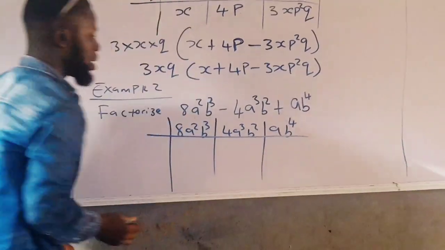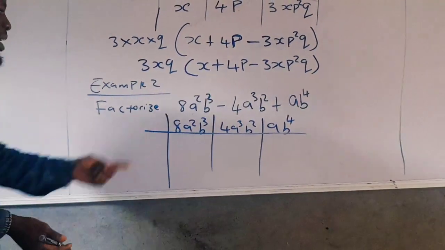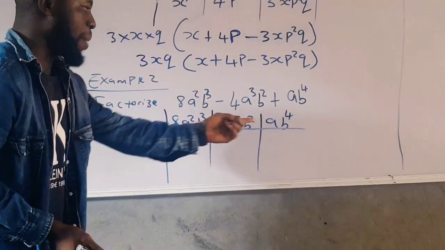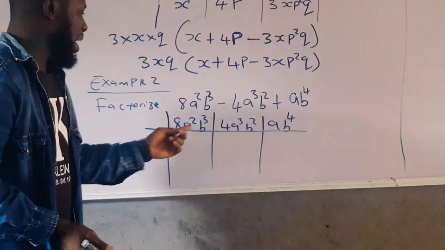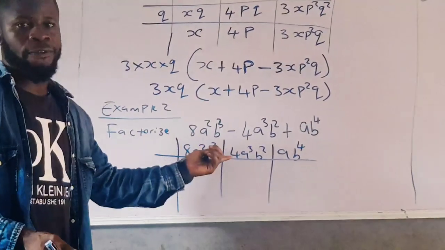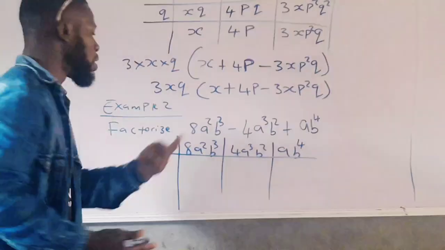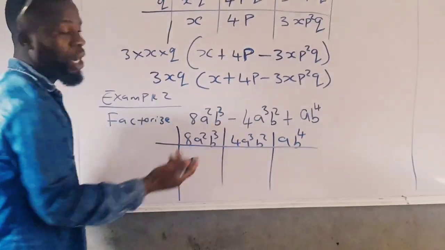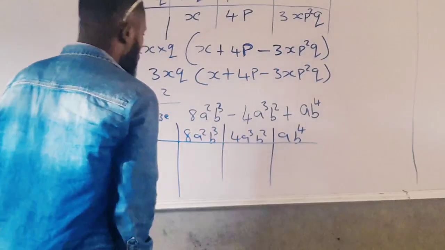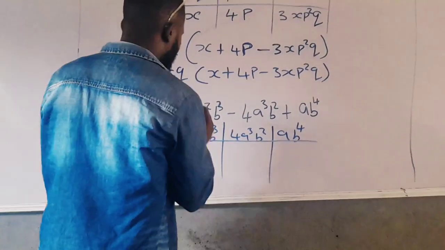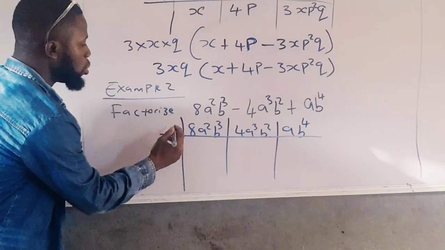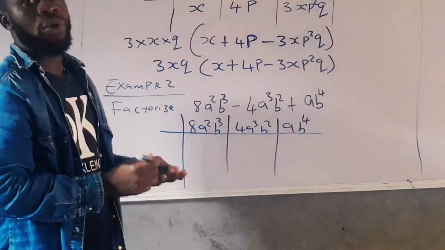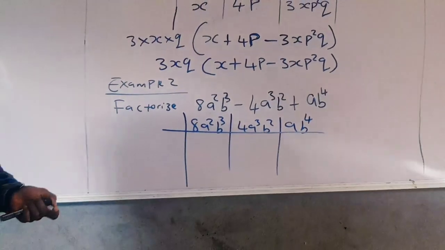So we'll start. What is common? You can see that there is 8 here, there is 4 here, but here we are having 1. So I cannot use 8, I cannot use 4. The only number that can go in all of them is ordinary 1. So I don't have to write 1. So that means there is no number that I can use that can go in all of them. So I have to go to using my variable. Do you understand?